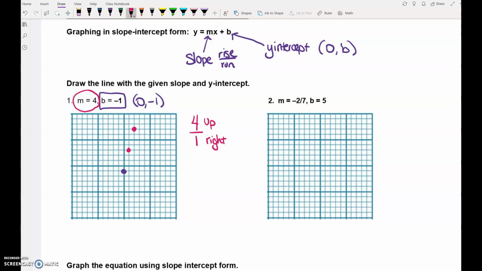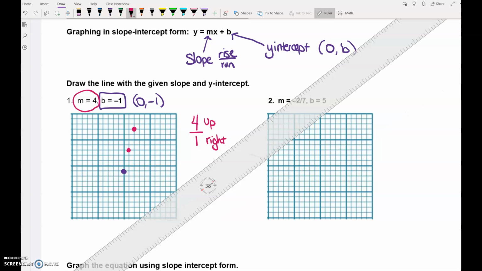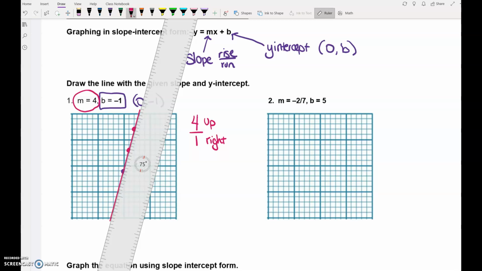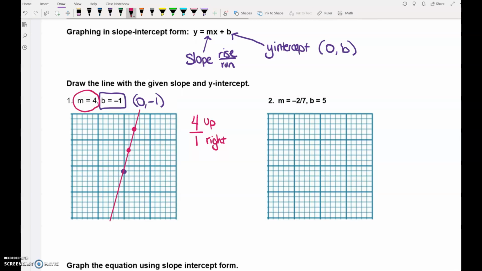You need about 3 points to get a really accurate line. If you just have 2 points, it's just not quite as accurate as it could be. And then remember that your student IDs are a great straight edge that you can use to make a nice, pretty straight line on your graph.